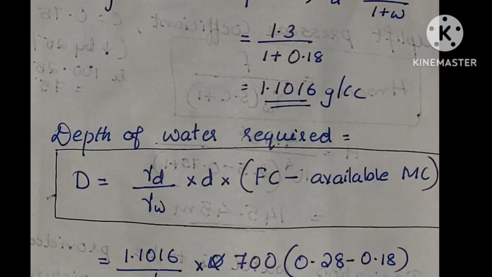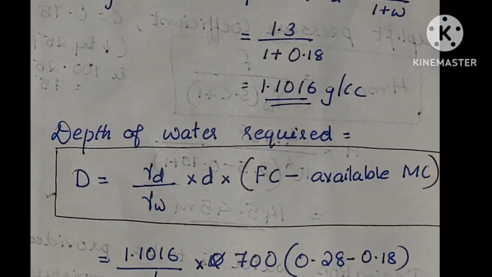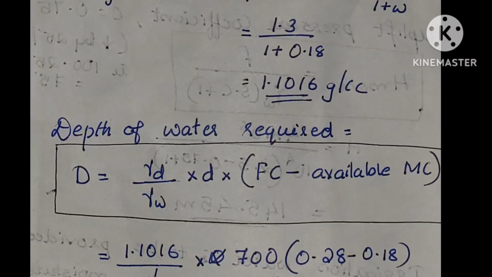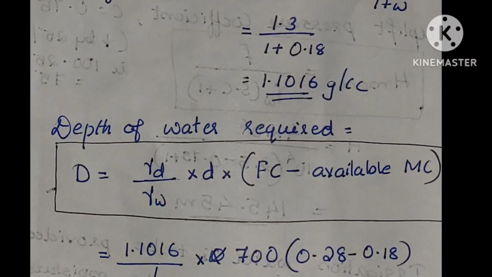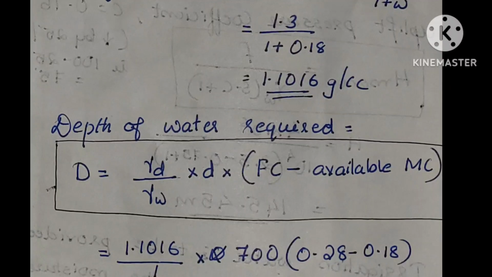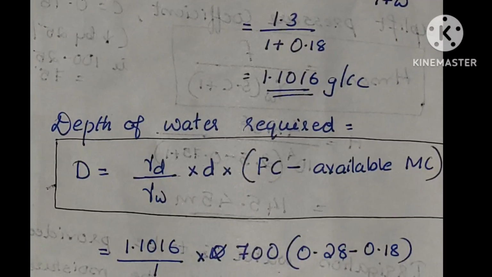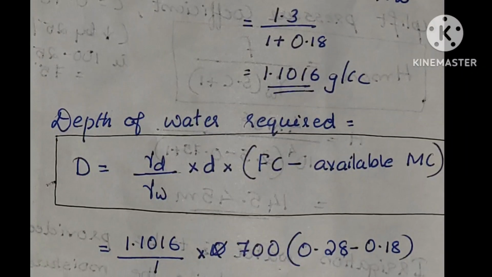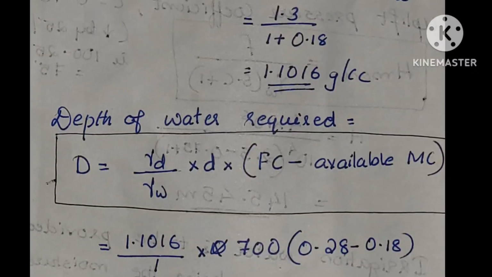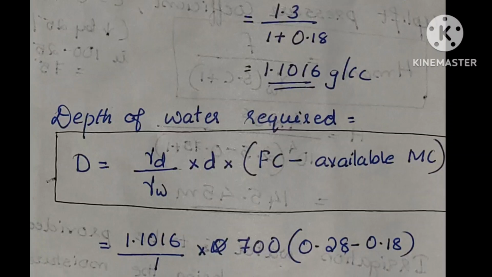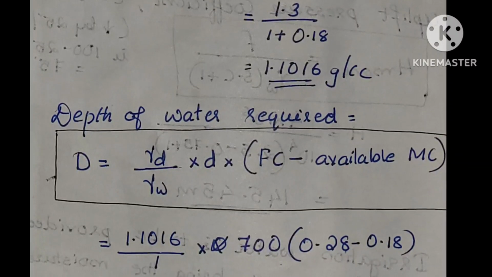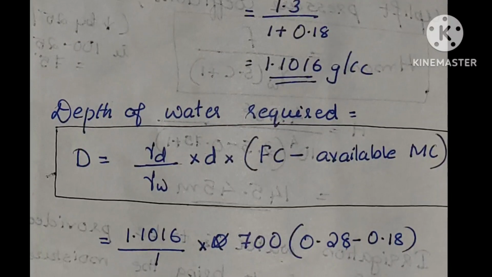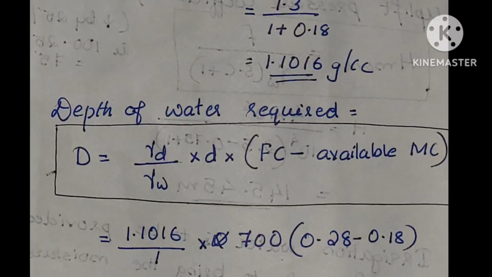Gamma W is the density at the existing moisture content, and W is taken as water content. So gamma D is equal to gamma W, that is given as 1.3 gram per cc, divided by 1 plus W. W is water content, that is initial water content, that is 0.18. So on substituting these values, we get gamma D as 1.1016 gram per cc. The rest all are given in our question.